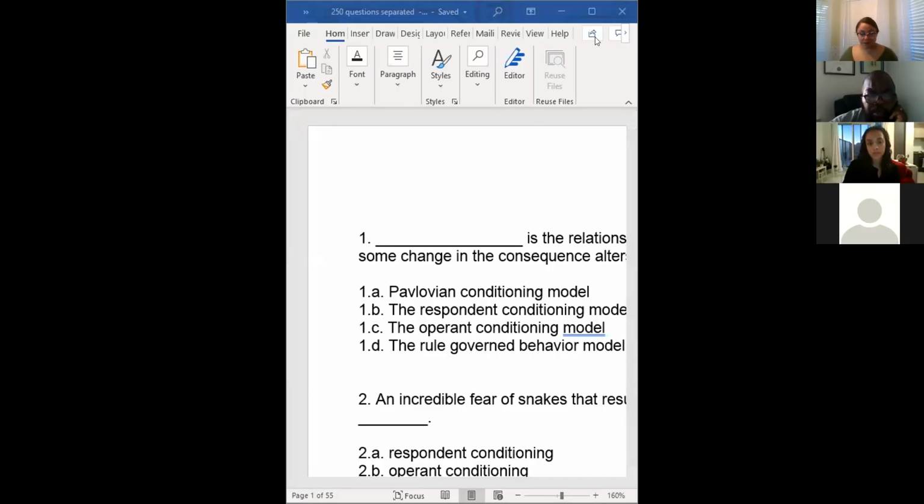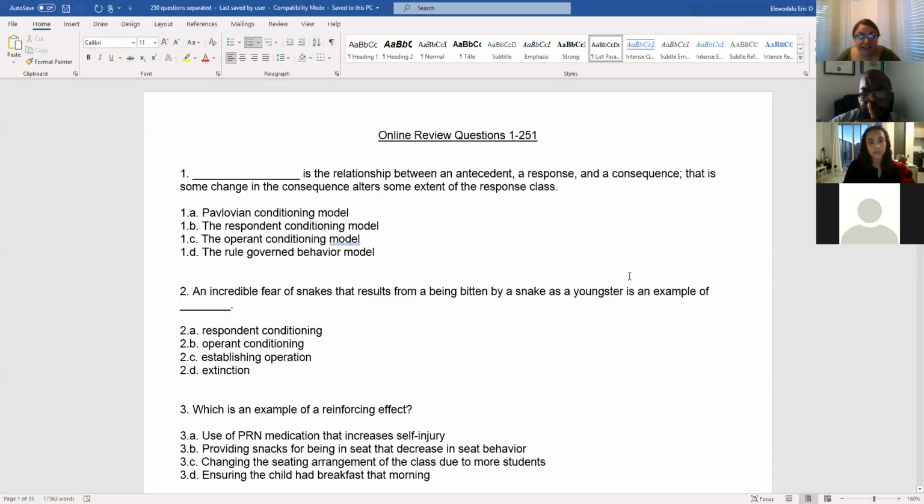So I have these questions. Uh-oh, am I sharing the right page? A Word document? Can you see this? Yes, the online review questions 1 to 251. Do you want us to go over this, or do you want us to go over the BDS module? We can go over those. Oh, I like those because they only give 4 options, where the BDS is giving us all these options.